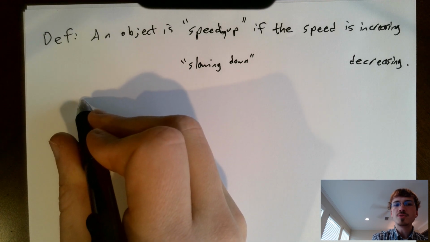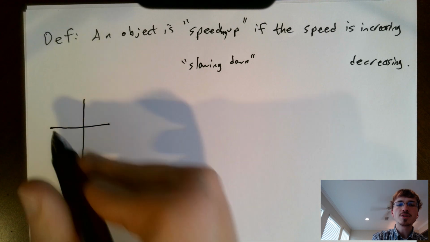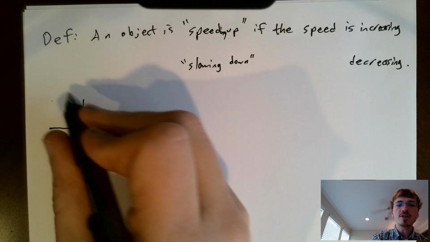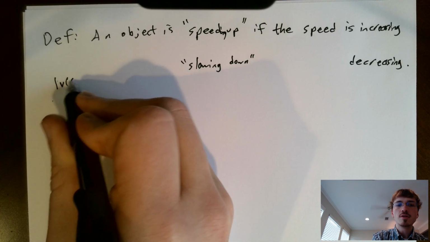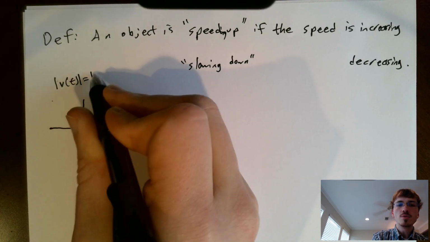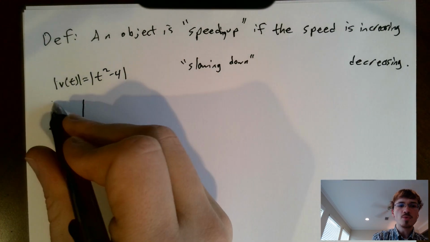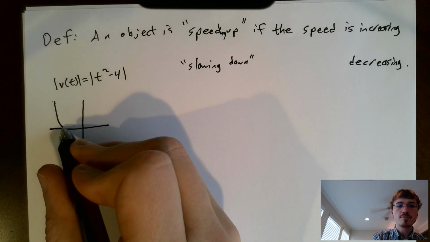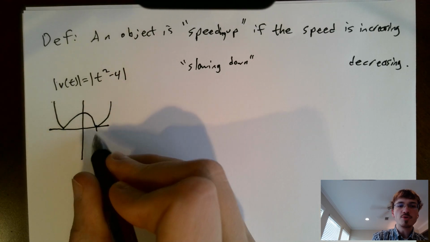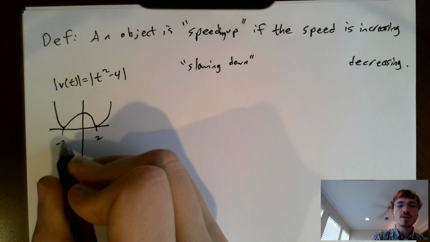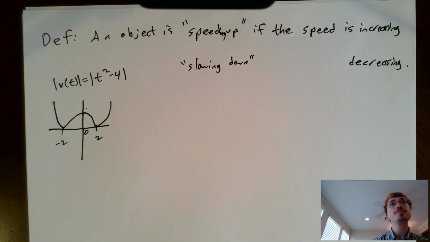Let's go back to the graph that we had in one of our previous examples today. Let's quickly graph the speed function where the velocity function was t squared minus 4. Let's graph this again. We know it looks something like this, right? This point here is 2. Here's negative 2, and this point is at t equals 0, right?